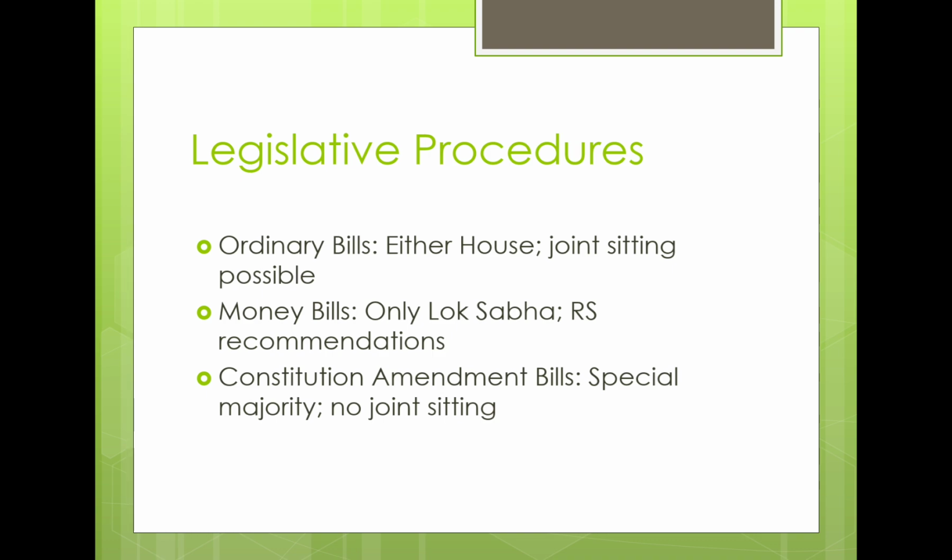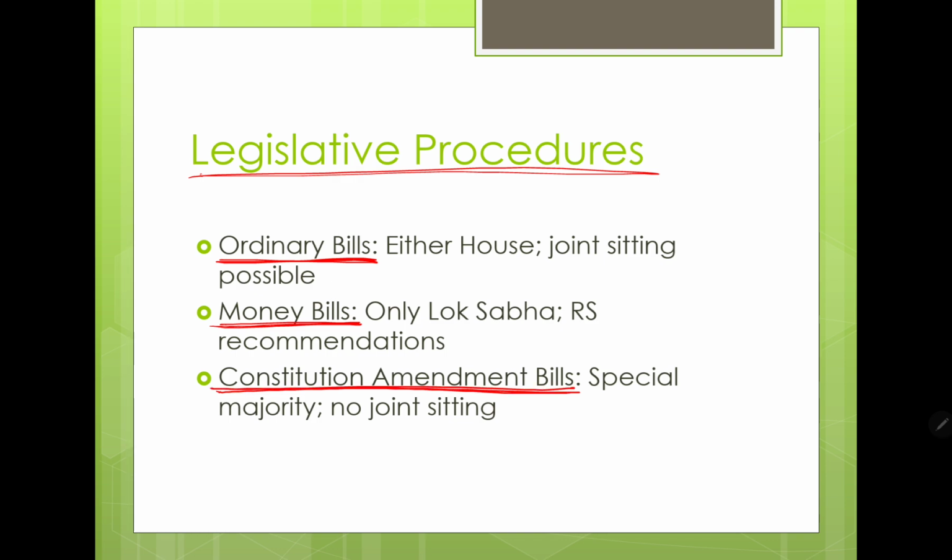Next comes the legislative procedures. As we said, the most important function of parliament is to make legislation or rules. There are mainly three types of legislative procedures followed. One is the passing of ordinary bills, the second is money bills, and the third is the constitution amendment bills. So we categorize all the rules into these three parts.